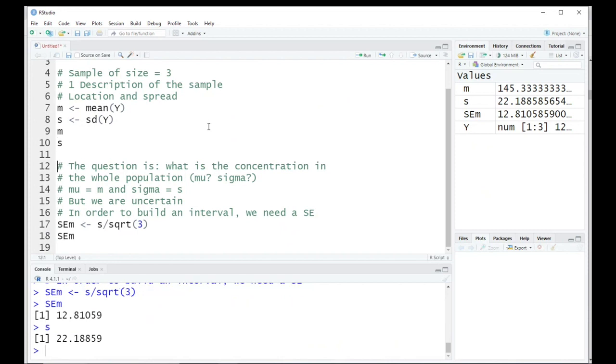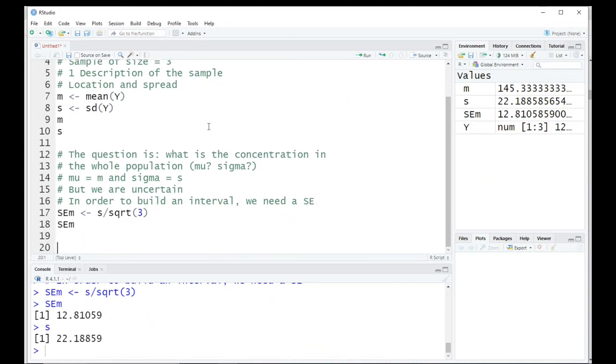So this was 22. This is 12. A little bit smaller, because the sample is small, and our uncertainty is rather big. And it is reflected in the standard error. Now we use the standard error to build an interval.